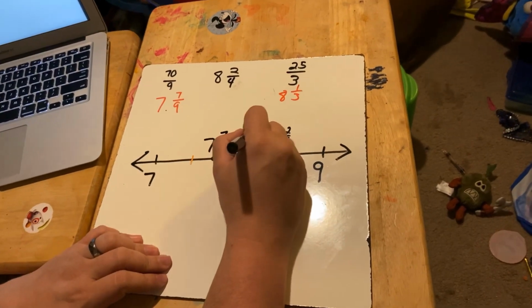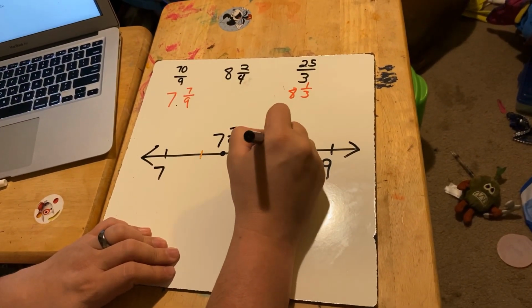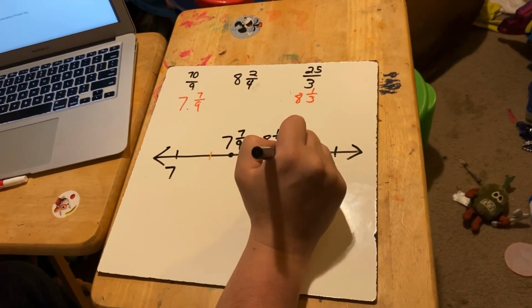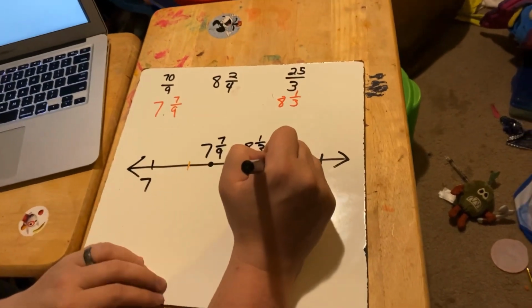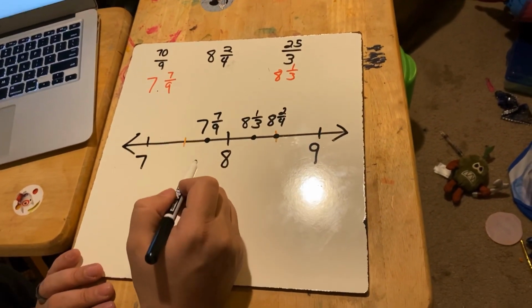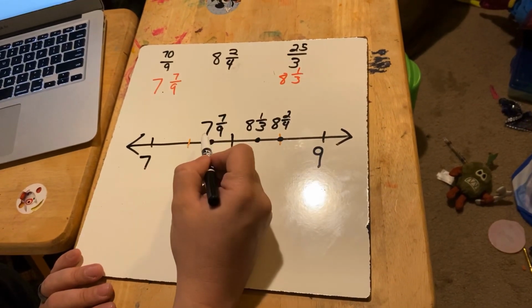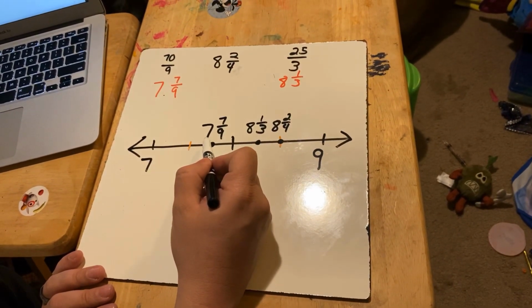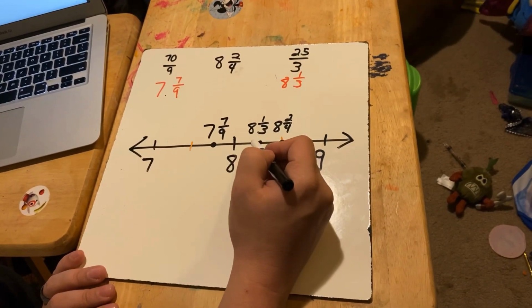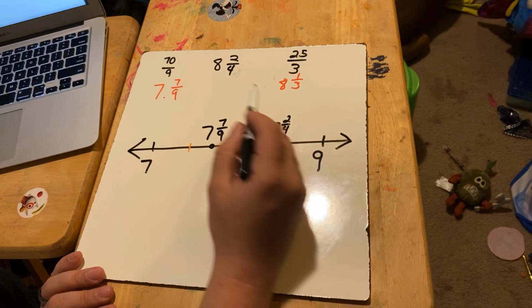I'm trying to write this. 8 and 1/3. 2/3 is greater than 1/2. That's what I'm trying to say. 1/3 is less than 1/2. So there we go. Now we have our three fractions plotted on our number line. 7 and 7/9, or the 70/9, is my smallest. 8 and 1/3 is in the middle, and 8 and 2/4 is my largest fraction.